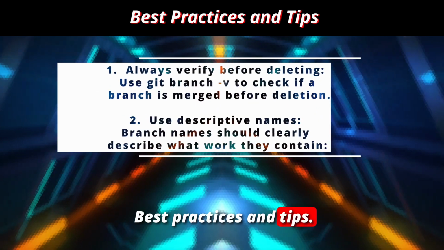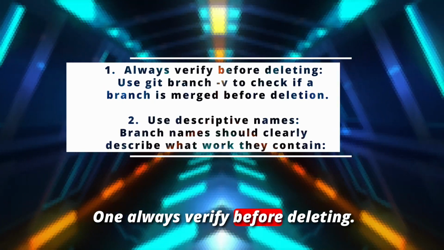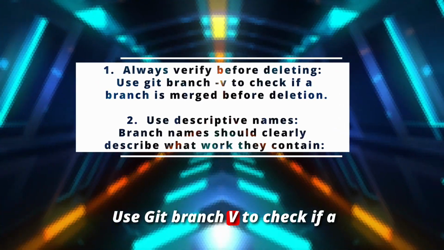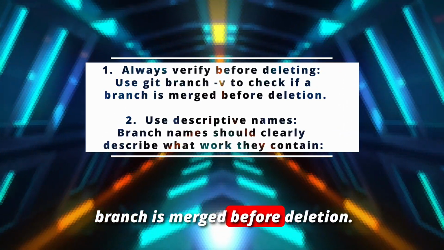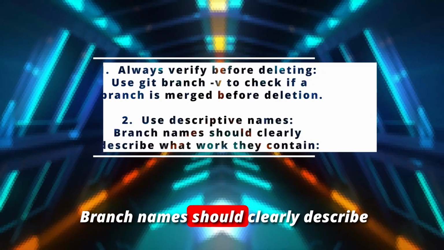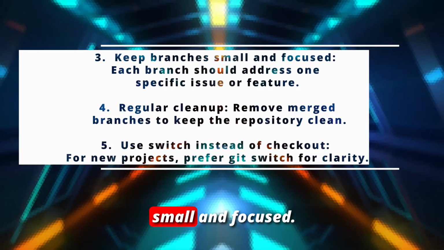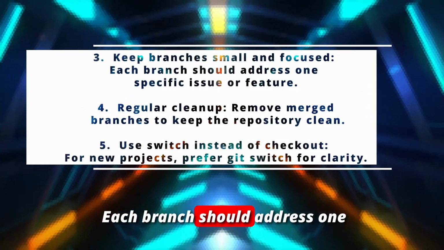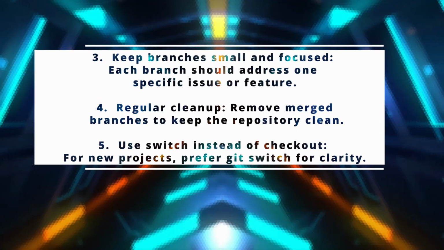Best practices and tips. 1. Always verify before deleting. Use git branch -v to check if a branch is merged before deletion. 2. Use descriptive names. Branch names should clearly describe what work they contain. 3. Keep branches small and focused. Each branch should address one specific issue or feature.